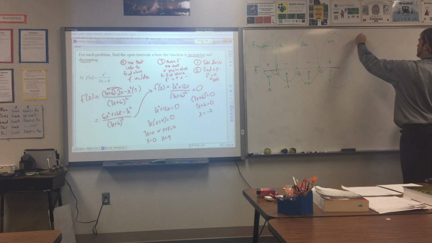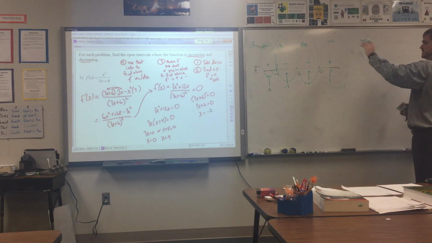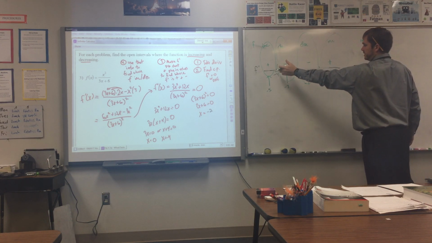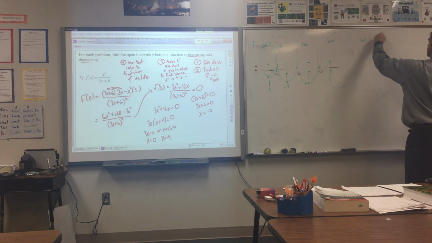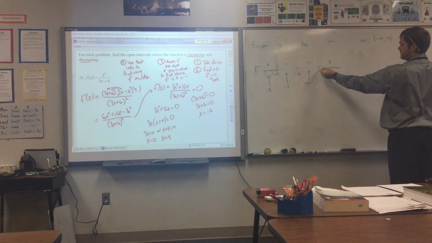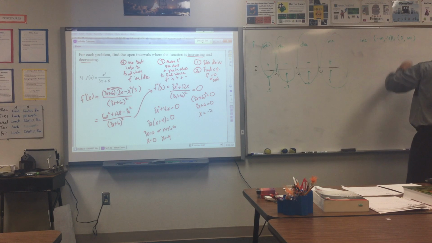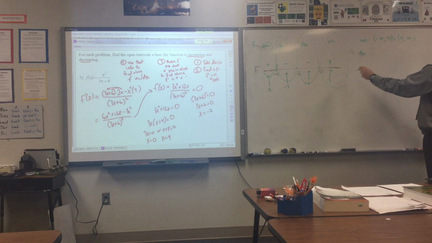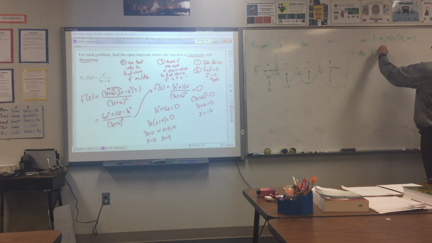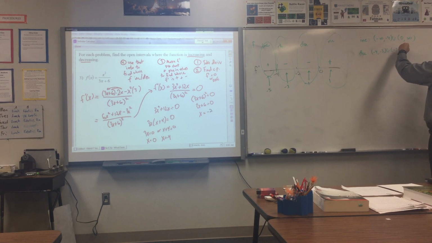So, the function is increasing from negative infinity all the way up to negative 4, as well as from 0 to infinity. So I'll say union 0 to infinity. It's decreasing from negative 4 to negative 2, union negative 2 to 0.